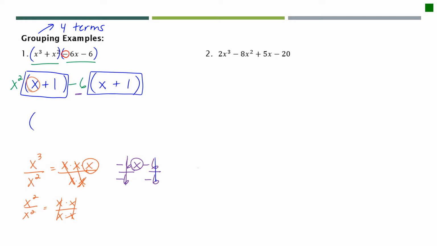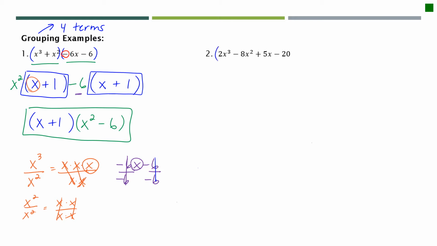So your final answer is going to have 2 parts. One of them is going to be the part that matched, which was x plus 1. And then the other part is going to be the things that you factored out as the greatest common factor. So your final answer is then x plus 1 and then x squared minus 6. For problem 2, we're going to do the exact same thing.